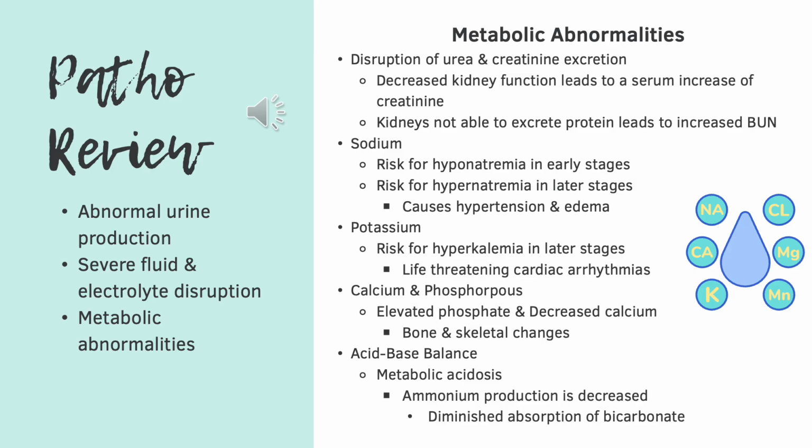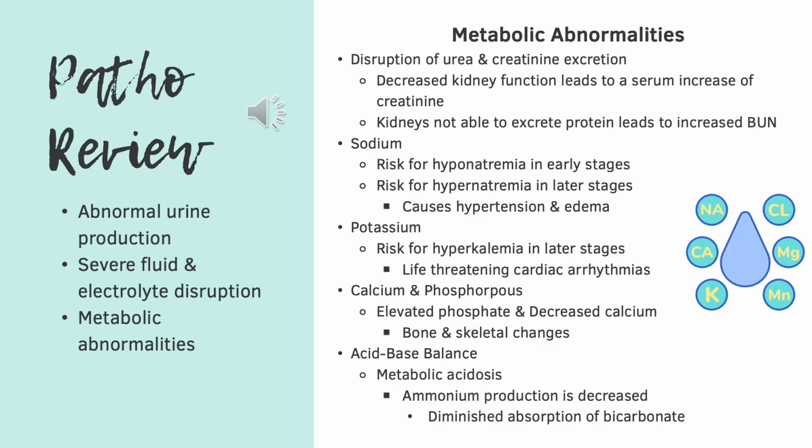Acid-base imbalances. In the early stages of chronic kidney disease, the kidneys compensate for acid retention by increasing acid excretion. As nephrons are lost and this continues, the kidneys are not going to be able to excrete hydrogen ions, which leads to metabolic acidosis. Reduced ammonium production and diminished bicarbonate reabsorption can further contribute to this acidosis. So what we see is a buildup of hydrogen ions and a base deficit in the blood.